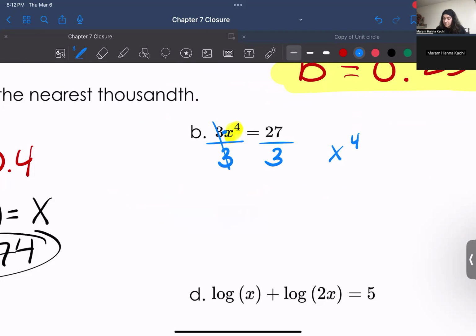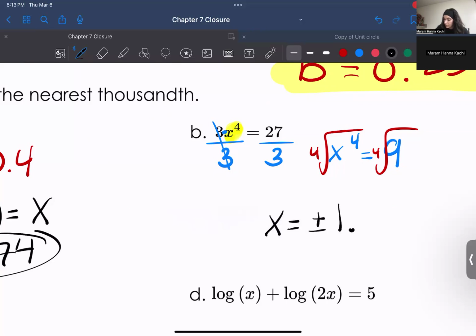Now I'm working with x to the 4th is equal to 9. I just want x, not x to the 4th. How do I undo something to the 4th power? You would take the 4th root of it. So this kind of works like our square root in the sense that it's even, meaning I'd have that plus or minus, and it would give us x is plus or minus 1.73.